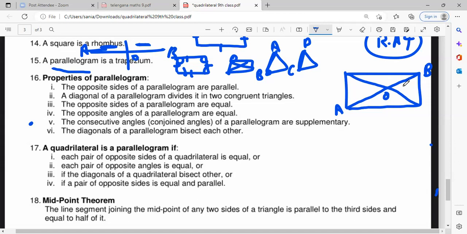Don't worry about this. First of all, you should know that if this question comes, that this is a quadrilateral, prove that it's a parallelogram, you should be ready with what you need to do. These are the steps. I will teach you how you are going to prove that AO is equal to OB. There are steps. Don't worry about that. So you can quickly write it down.